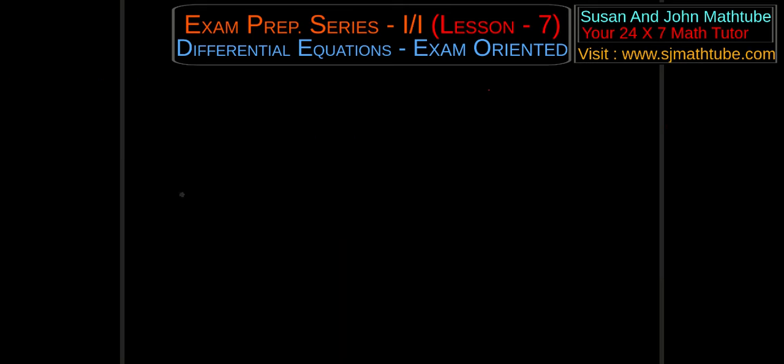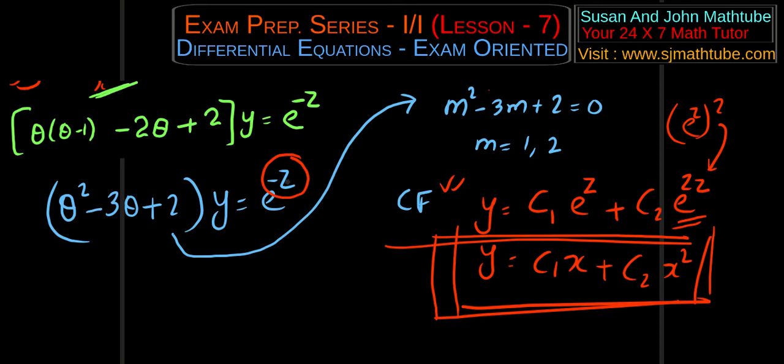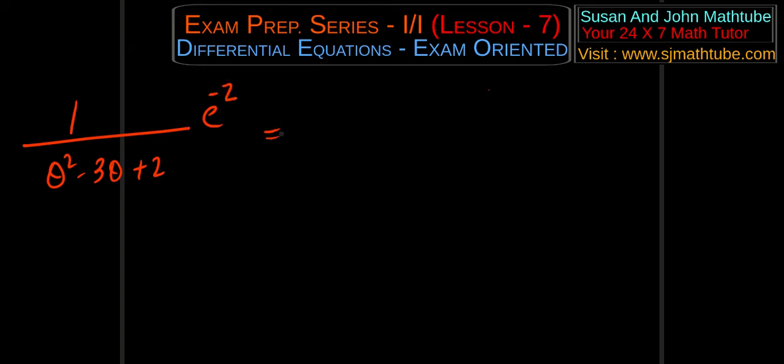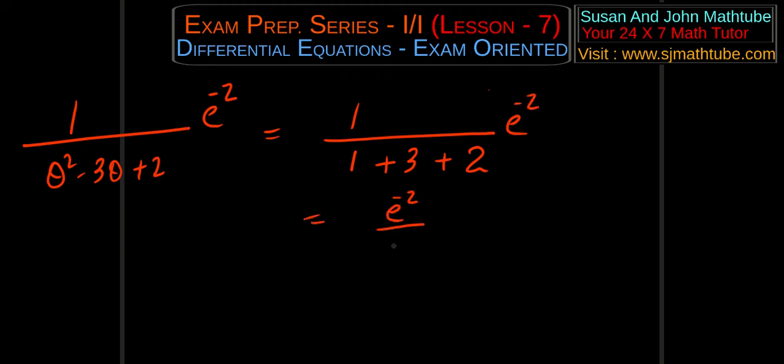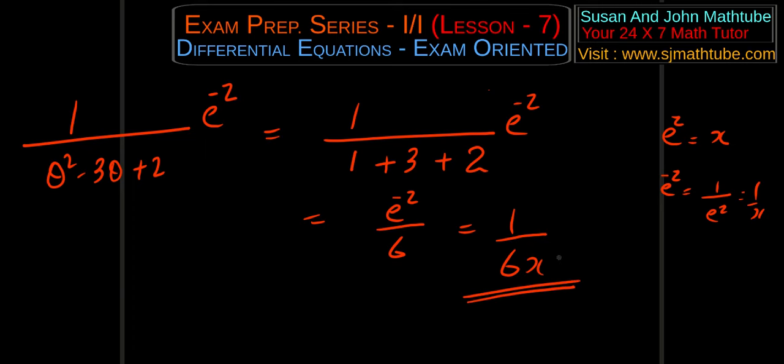Okay, now the PI. PI is 1 by (theta² − 3 theta + 2), and the right side is e^(−z). So basically this is 1 by (D² − 3D + 2) of e^(−x). That is type 1. So we replace theta with −1. So I'm going to get 1 + 3 + 2, e^(−z), and that will be e^(−z)/6. But e^z is x. So e^(−z) is 1 by e^z, that is 1 by x. So we get 1/(6x). Then the usual process, CF plus PI.